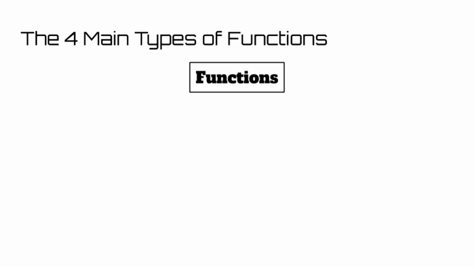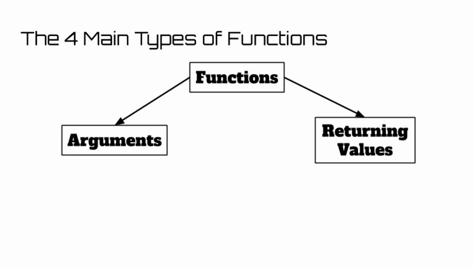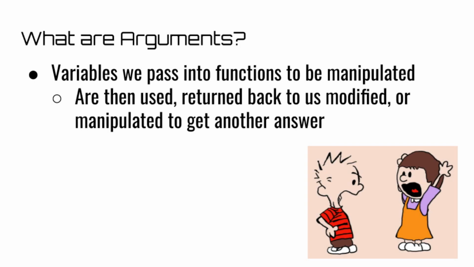Now, there are four main types of functions in most programming languages, and they are separated by whether or not they take in arguments and whether or not they return values. Let's start by separating them by whether or not they take arguments, but first we have to cover what arguments are. Arguments are essentially variables that we pass into the function in order to be manipulated and then either returned back to us, printed to the console, or be used in another operation.